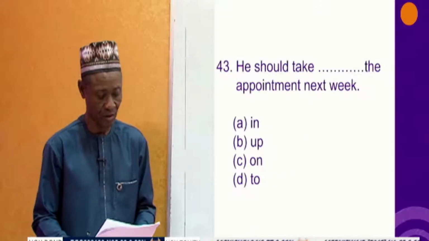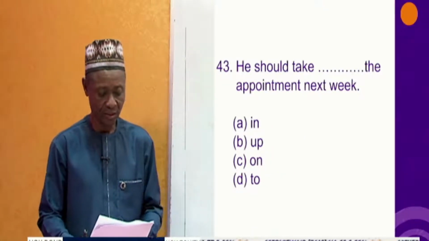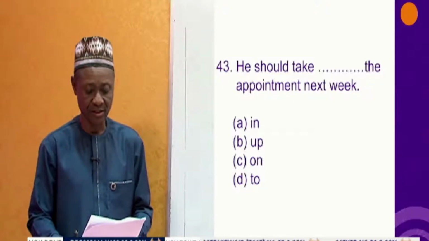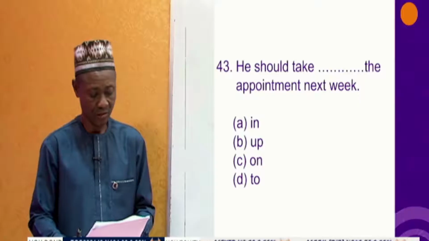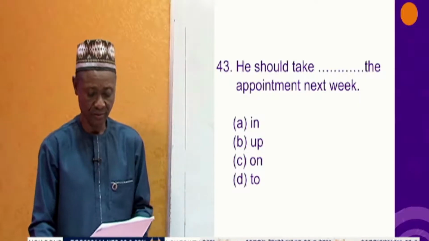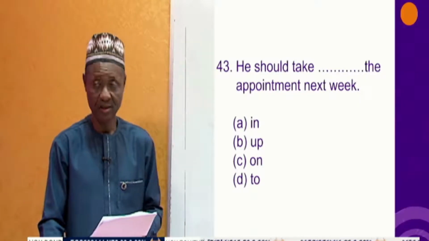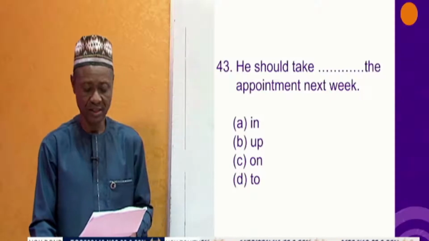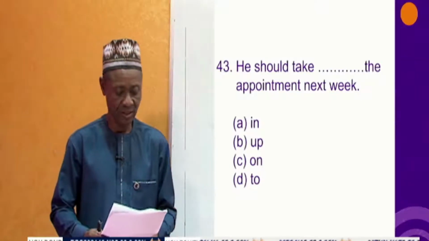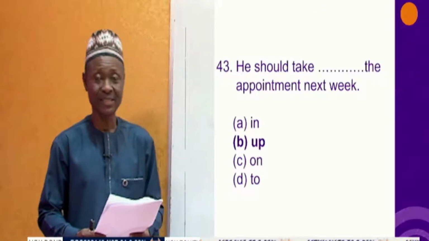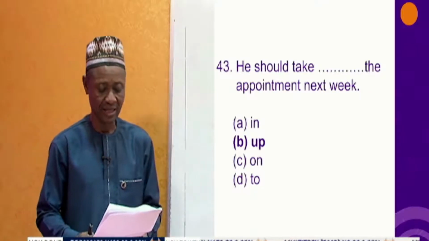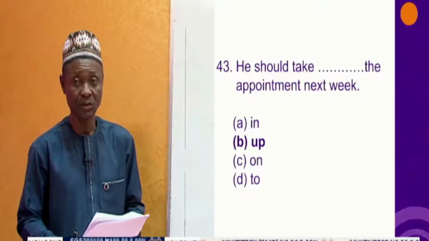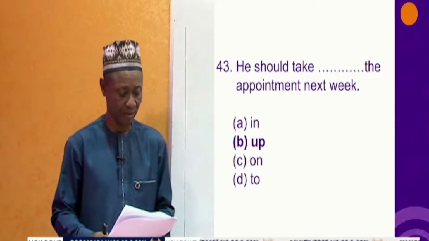Now we move to question number 43. You should take dash the appointment next week. That question is derived from phrasal verb. A, in. B, up. C, on. D, to. The correct answer is option B, which is up. That is, take up the appointment, which means to accept the appointment.